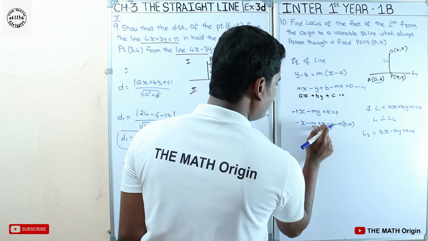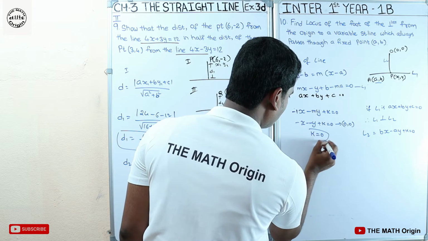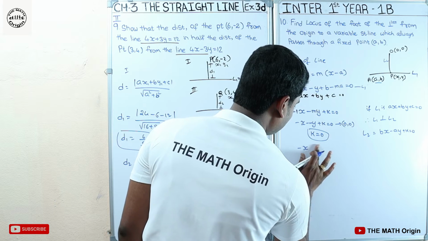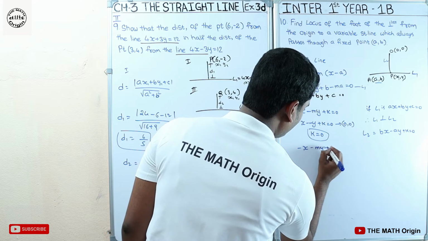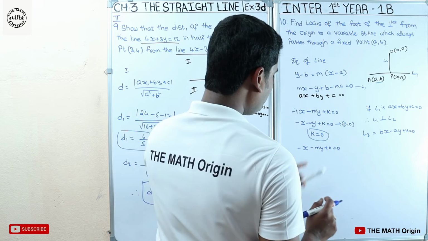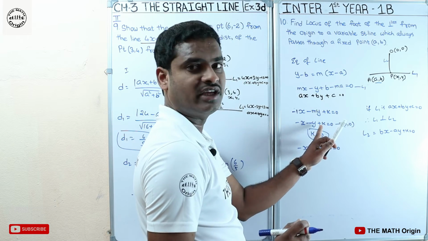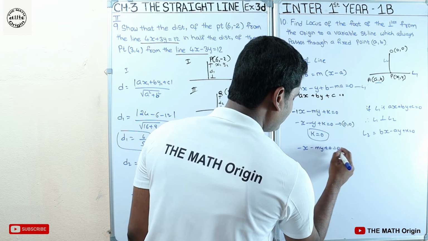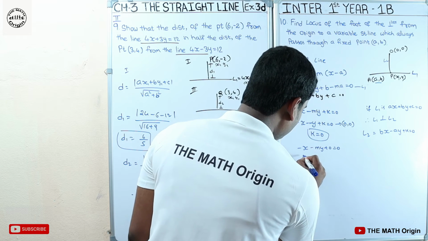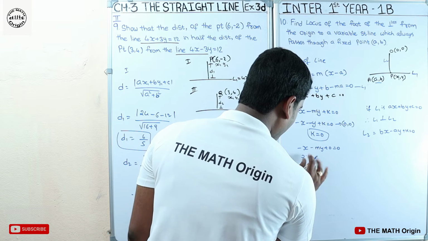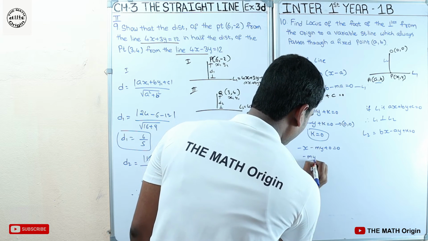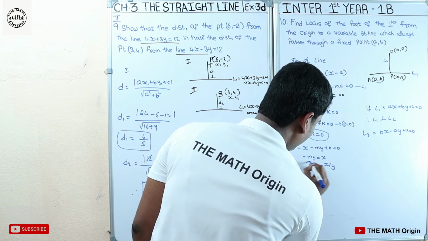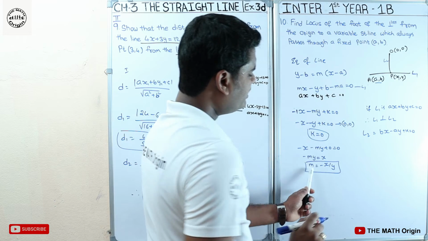If you substitute the x, y values here, therefore k equals 0. If you substitute 0 comma 0 in the equation, k equals 0, so x minus my plus 0 equals 0. From this I can write minus my equals minus x, so m equals minus x by y. Okay, we got the slope m.